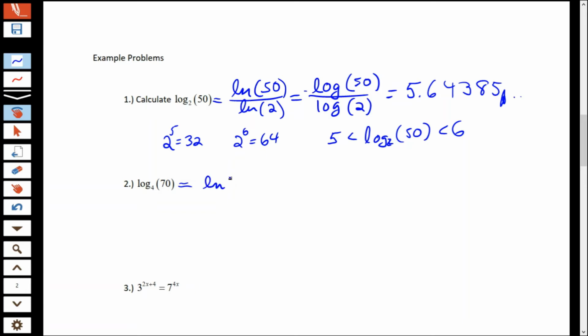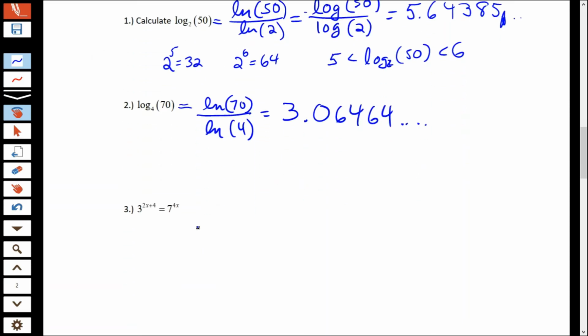Okay, so if I did natural log of 70 divided by the natural log of 4, all right, on my calculator, natural log of 70 divided by natural log of 4 gives me 3.06464, and it keeps on going. Again, 4 to the third is 64, so just a little bit bigger than 3, and we have our exponent, okay?